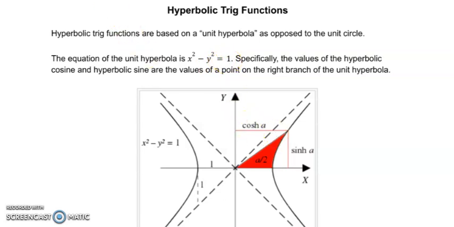So if you think back to when you learned how to graph a hyperbola, this box here connects the vertices, and the slant asymptotes go through the corners of the box. This box would have each side as 1 in a unit hyperbola. Basically, the hyperbolic trig functions are created by using this area here. So let me scroll down and I can show you.